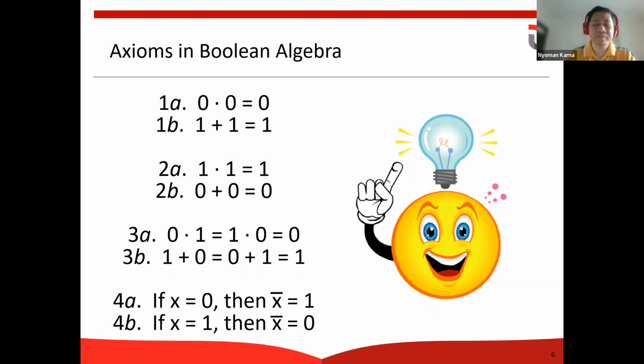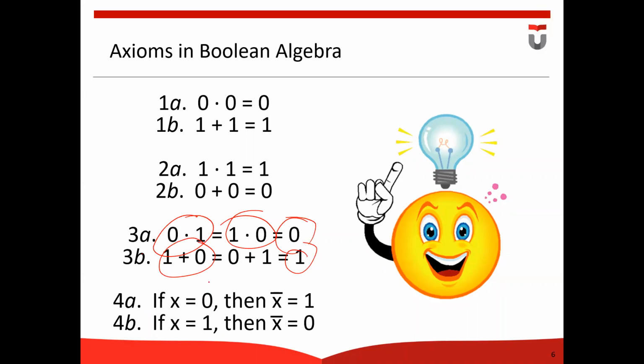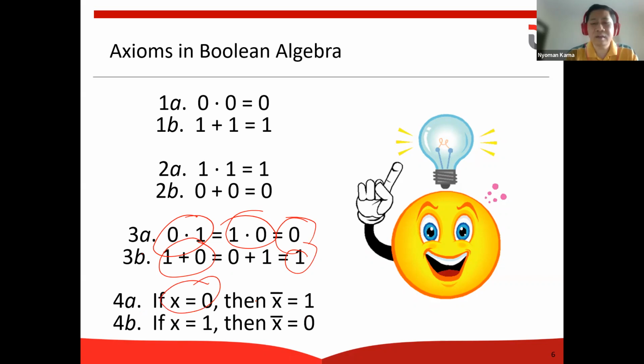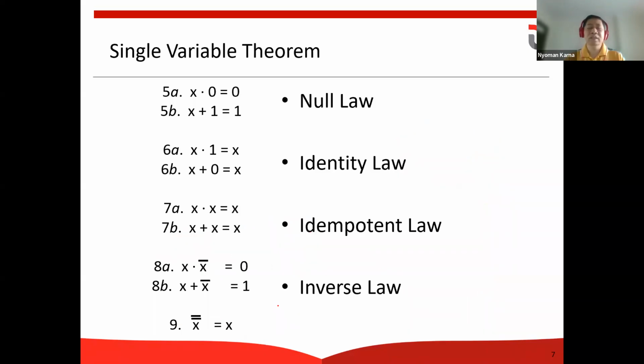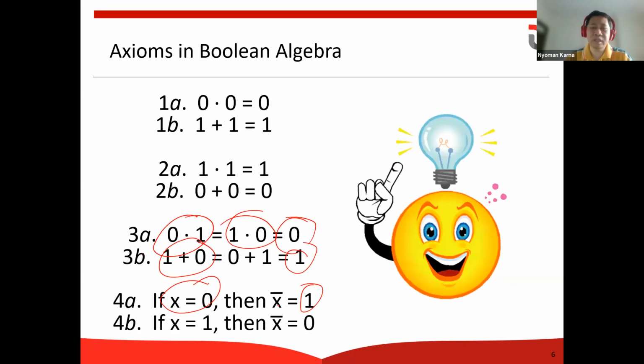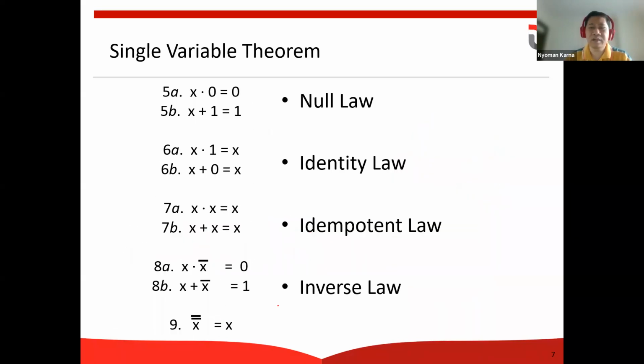Okay. Now, 0 times 1 is the same thing as 1 times 0, which is 0. And 1 times anything is 1. And then if x is 0, then the inverted x is 1. 0 inverted becomes 1, 1 inverted becomes 0, etc. Okay. Now, this is the theorem. Previously, that was the axiom. And this is the theorem.